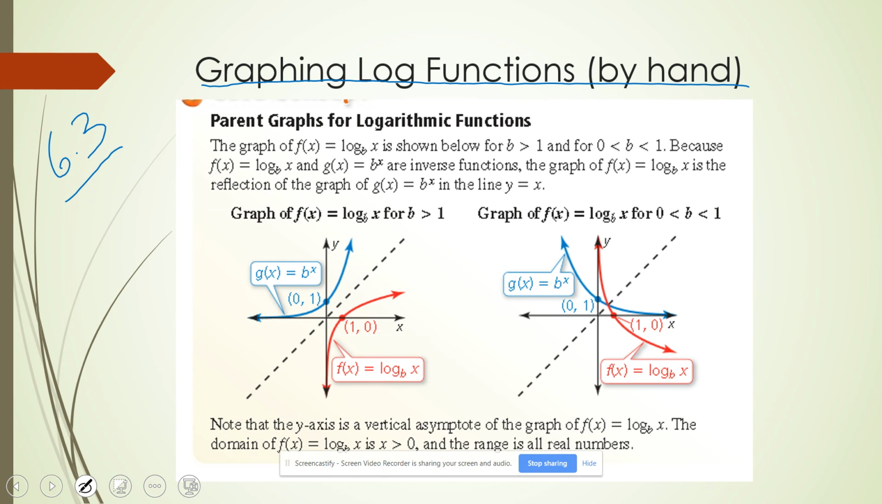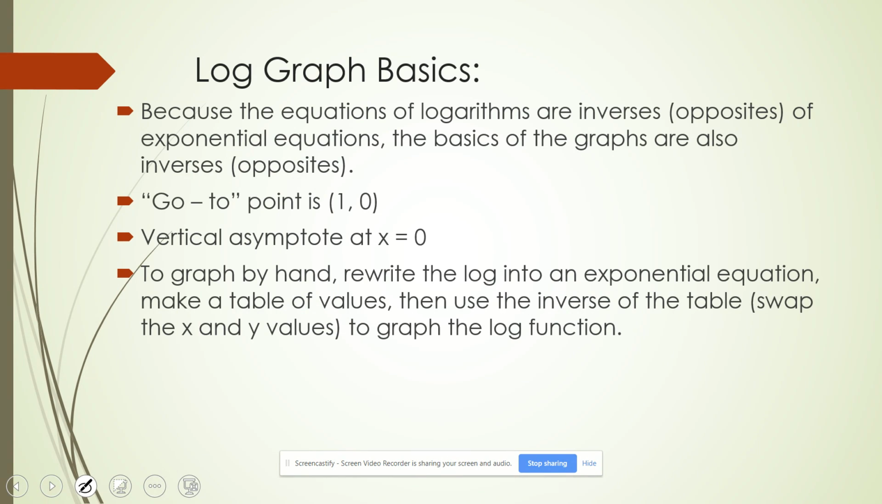So the graphs in blue on here are the exponential graphs. This is an exponential growth graph, and this is an exponential decay graph. The graphs in red are their inverse or opposites, which are the log graphs. So let's talk a little bit about our log graphs.